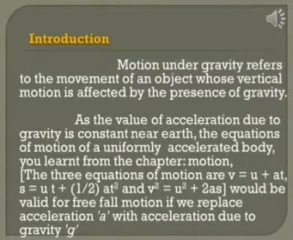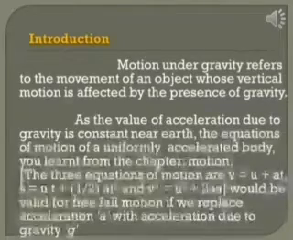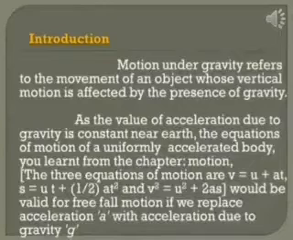So, motion under gravity refers to the movement of an object whose vertical motion is affected by the presence of gravity. As the value of acceleration due to gravity is constant near the Earth, the equations of motion of a uniformly accelerated body, which you have learned from the chapter Motion, would be valid for free fall motion.